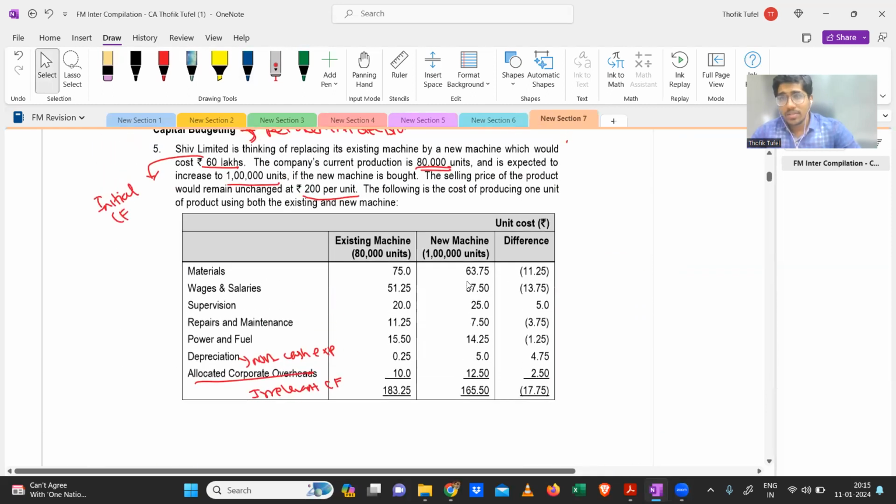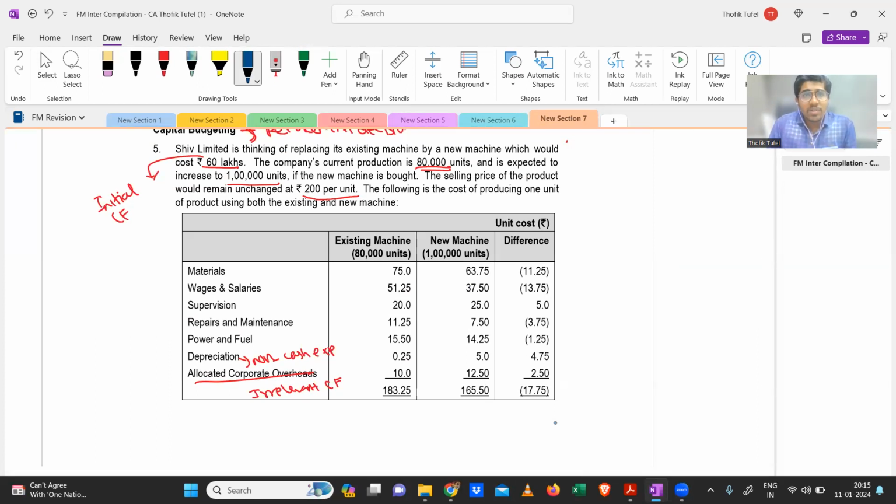Now here the point is, here the twist is. Let us first find out. You already know this 200 rupees is the inflow. Then if I'm purchasing the new machinery, all these are my cost. This depreciation I will not take, because I will take the income tax depreciation. It's already given, straight line method. I will not take this allocated corporate overheads. These two amounts I will not take.